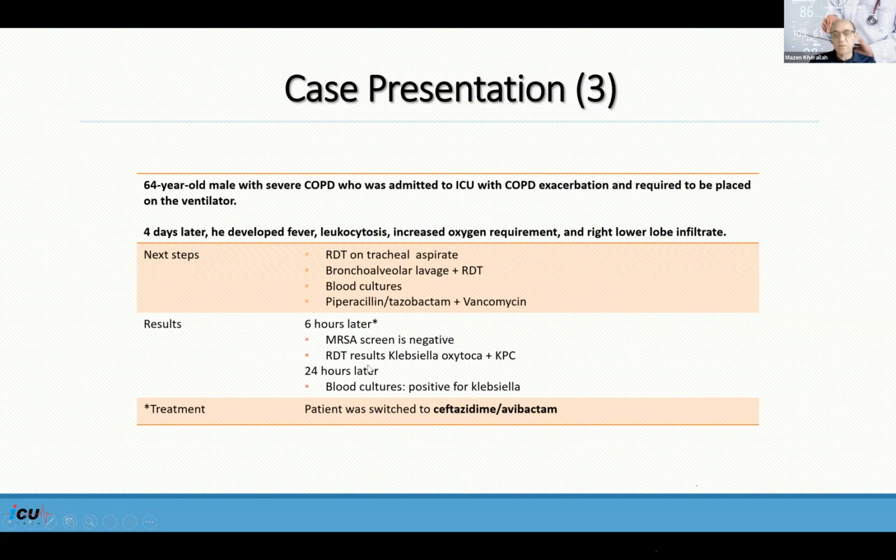let's just see the RDT results. It showed Klebsiella oxytoca, and we have a resistance gene that is positive, which is KPC. And this is actually going to impact majorly on your choice of antibiotics. And look at this, within 6 hours, we were able to determine that the pip/tazobactam is not an appropriate agent for this patient. And what's appropriate for this patient is to target the KPC, and the only way we can do it, not the only way, but one of the ways, ceftazidime avibactam. And that's what we did for this patient. Blood cultures confirmed Klebsiella, and it was actually a KPC producer.